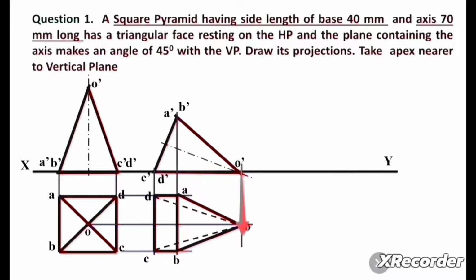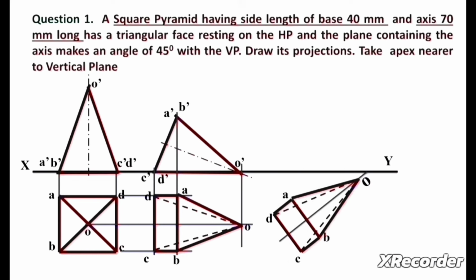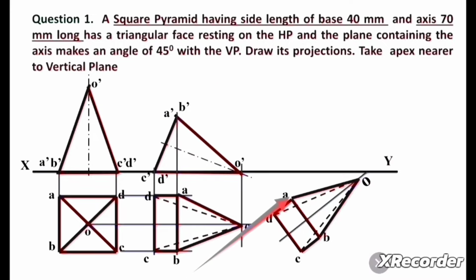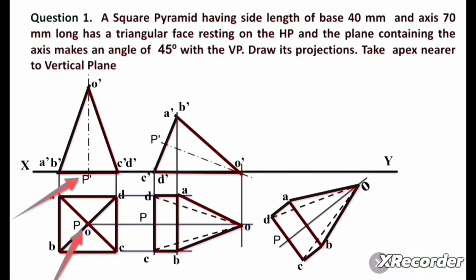Vertical line passing from O dash, horizontal line from O, it will be point O. In a similar way we can consider vertical line from A dash, horizontal line from A, this will be point A. In this way we can mark points A, B, C and D. Now we can draw this figure. Now to prepare this part of the solution, this line at an angle of 45 degree with the vertical plane, as it is written here, 45 degree angle with the vertical plane. Now we can write here point P dash and this will be point P.